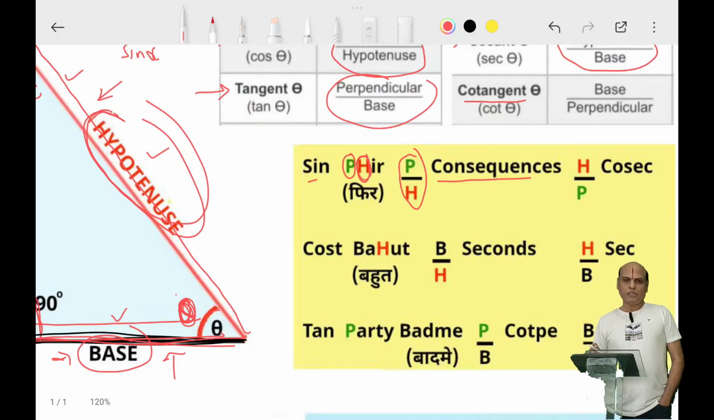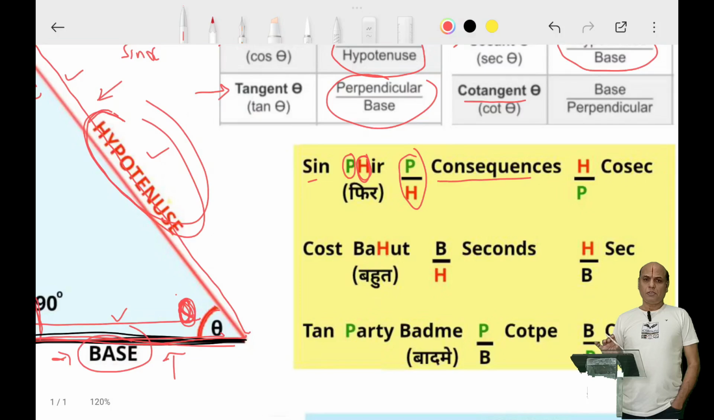Then cos theta, how do you remember? Cos बहुत है, so we will go for secant. Cos बहुत secant. So here cos बहुत, in Hindi बहुत, so b would be the numerator and h would be the denominator. Cos बहुत secant. Because you have cosine, which is similar to cos theta, cos. So when you say cos बहुत, then you will go for secant.